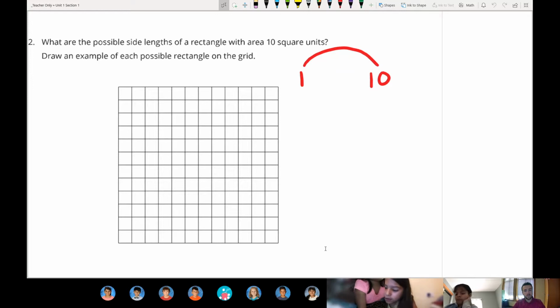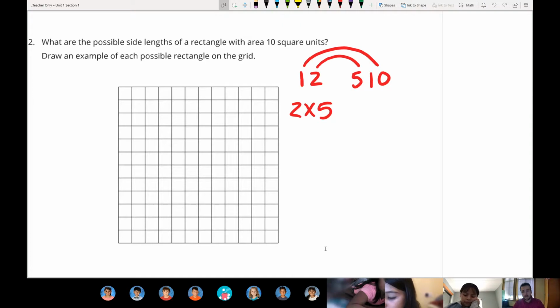So 10 square units is what we're trying to end up with. 1 times 10 is 10. After trying 1, we go on to 2 and test out 2. If we skip count by 2, that's the same thing as 2 times 5 would get us 10. And if we skip count by 2 5 times, we'll get 10. So there's another factor pair, 2 and 5.